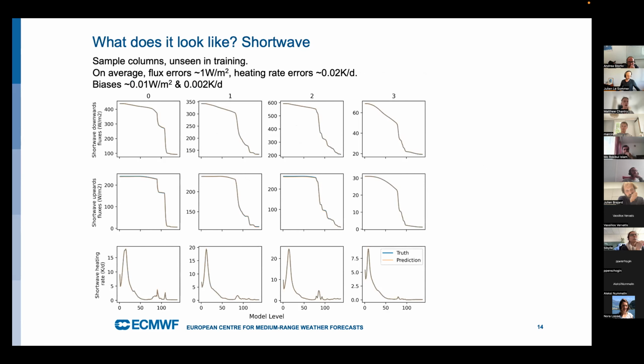So what does this look like? This is for shortwave. I'm showing you some columns. These are 4 randomly chosen columns from some offline data set that I generated. The top of the atmosphere is on the left, the bottom of the atmosphere is on the right. And we have the shortwave downward fluxes. So this is what's coming in from the sun and then what makes it all the way down to the ground. And then the shortwave upward fluxes. So this is how much is being reflected backwards. And then this is the heating rate, which is the vertical derivative of the difference between these.